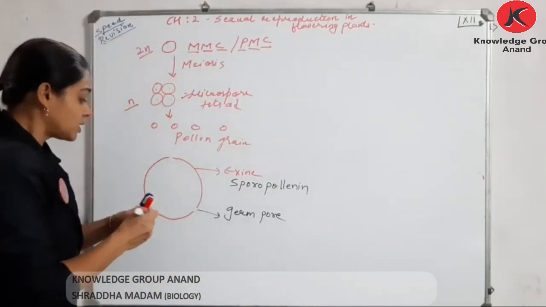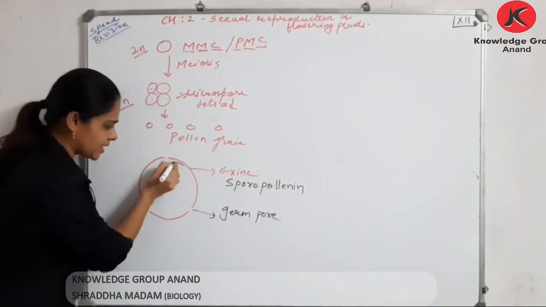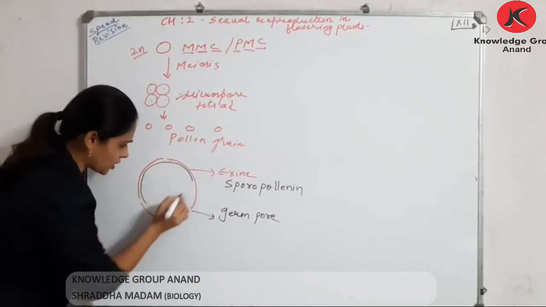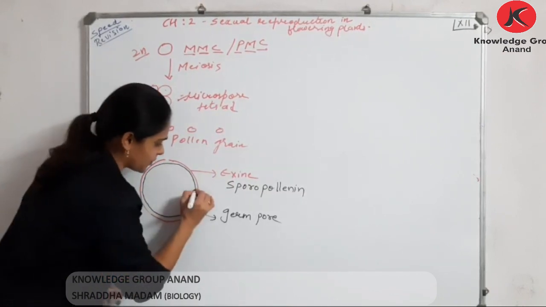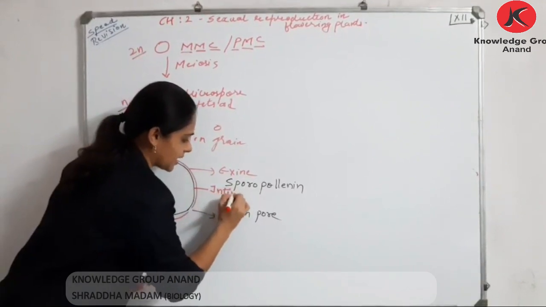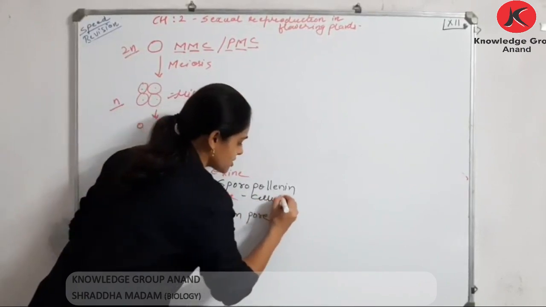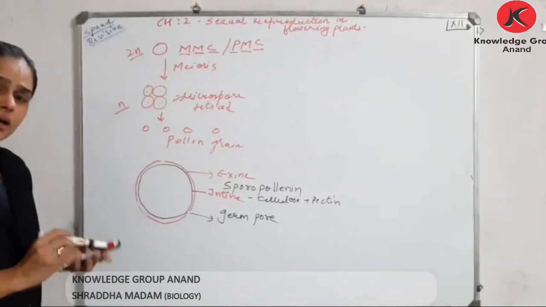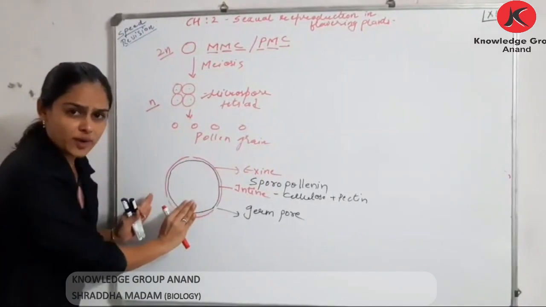Okay, now the inner layer, if I want to draw over here, the inner layer is called as your intine. Intine layer होता है आपका thin, and this is made up of your cellulose and pectin. तो inner intine, and this intine is made up of your cellulose and your pectin. Simple as that. Am I clear? अब of course इसके अंदर होगी आपकी क्या? Cytoplasm.